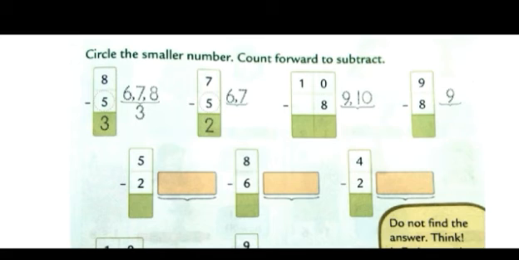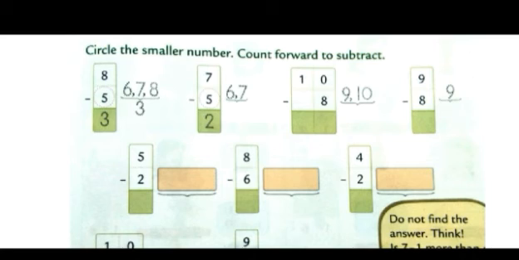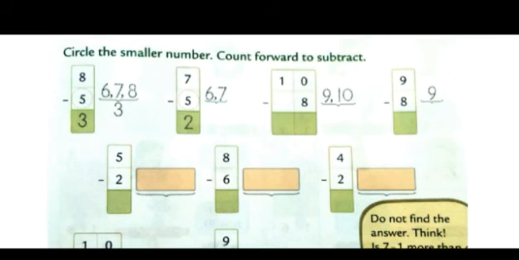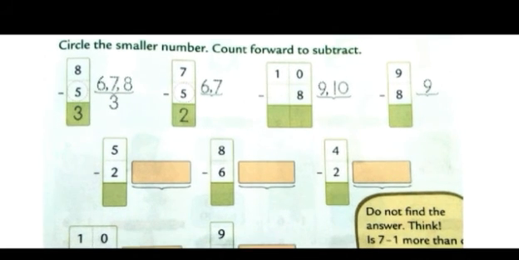Now, see this exercise given here on the same page. It is related to the same topic. Circle the smaller number and count forward to subtract. So first we need to circle the smaller number and then we will count forward and subtract it. So see, first one, second one is already done. We will start from the third one. Which is the smaller number? First tell me, 10 or 8? 8 is the smaller number. So first we will circle 8.